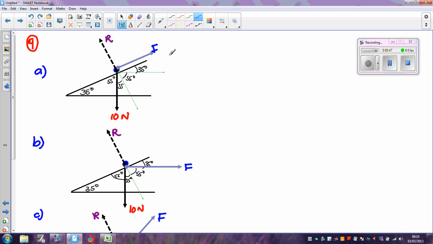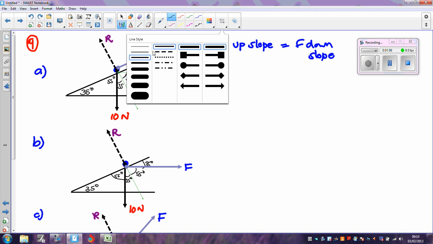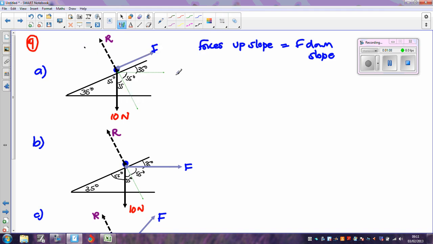Okay, so let's work out the size of the force here. Now, all we need to do, because the particle is in equilibrium, we know that the forces which are acting up the slope must equal the forces which are acting down the slope. So let's actually look at the forces which are actually acting in the first instance. Well, the only force which is making the particle go up the slope is this F, and the only thing which is resisting that is the component of the weight which is acting in the downwards direction.